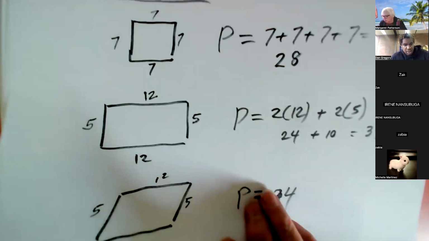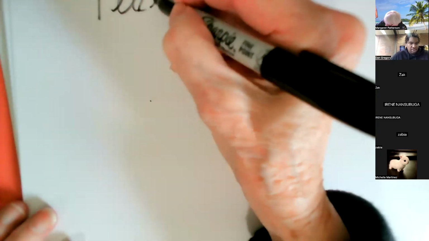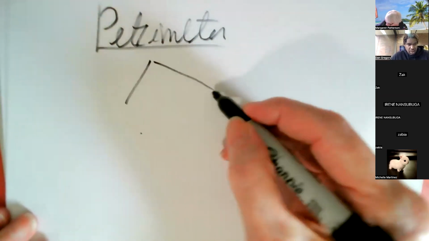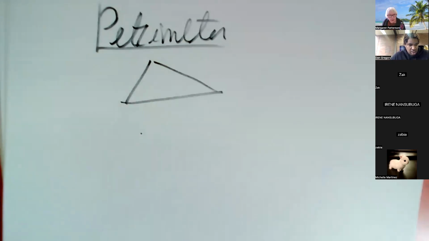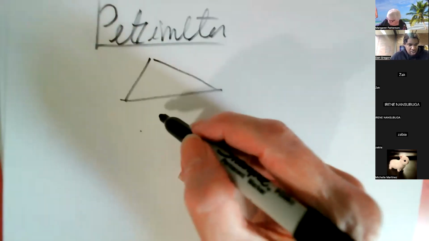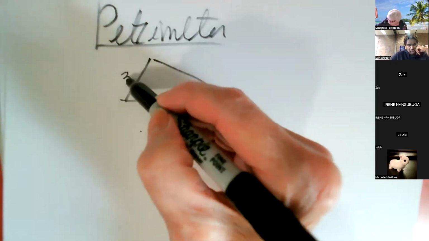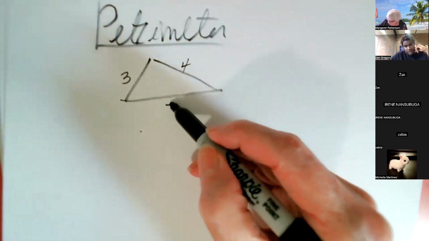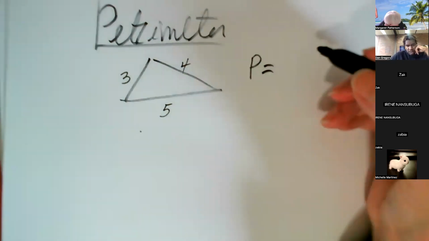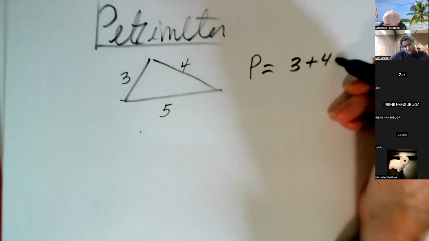What about the triangle? So we're still doing perimeter. I'm getting sloppy here. What do you do to get the perimeter of this? We add all together. That's it. That's all we're doing. 3 and 4 and 5.